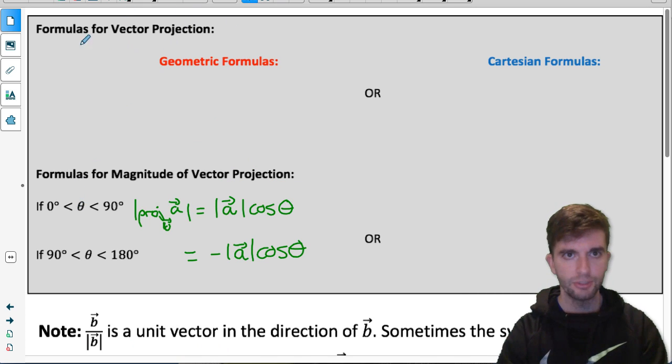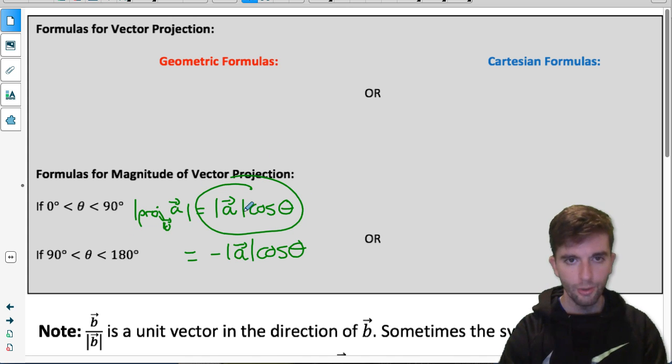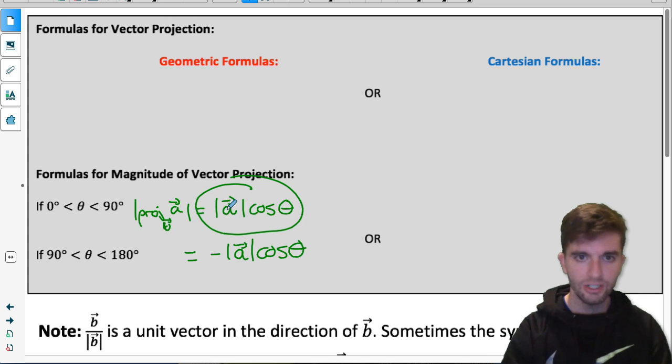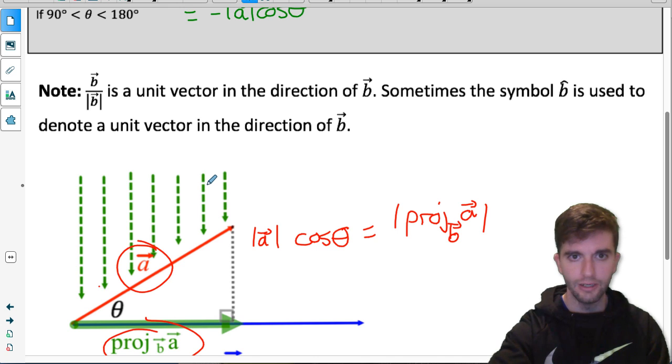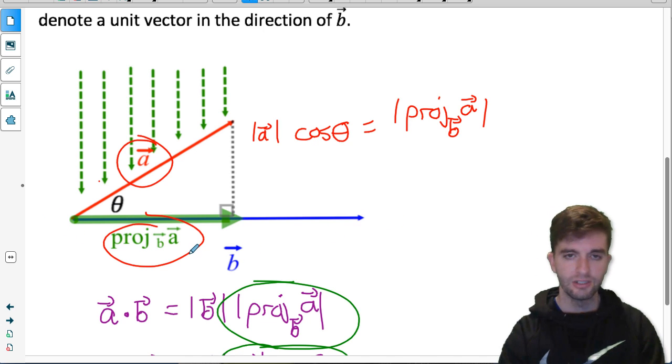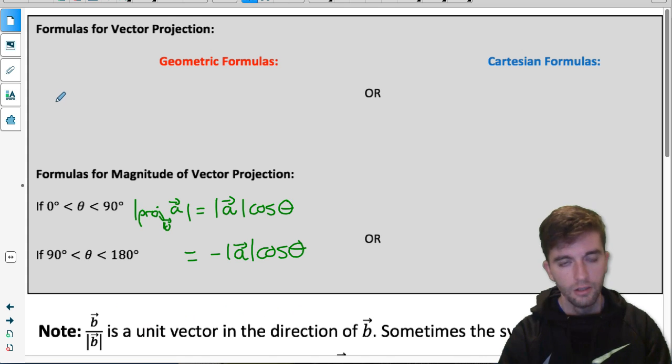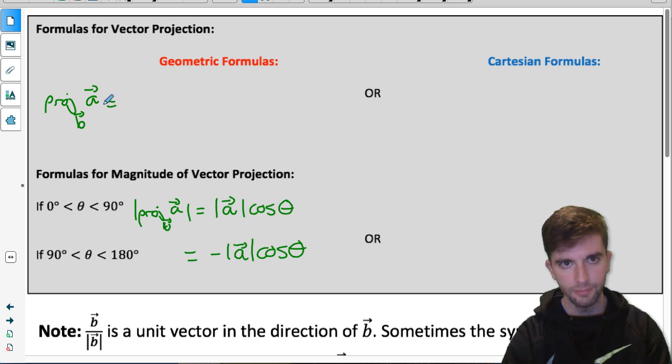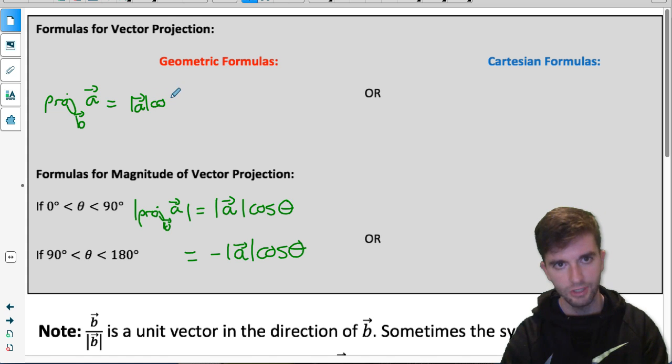Now I can come up with the vector projection formulas. Since I know the magnitude of the vector projection, I now just have to give a direction to it. Well, what direction do projection vectors go in? If I'm projecting vector A onto vector B, notice it's going in the same direction as vector B. It's parallel to vector B. So all I have to do here, if I want a formula for the projection of A onto B, so this is the vector projection, notice there's no magnitude symbol here. So the projection of A onto B, I know its magnitude is the magnitude of A times cosine theta.